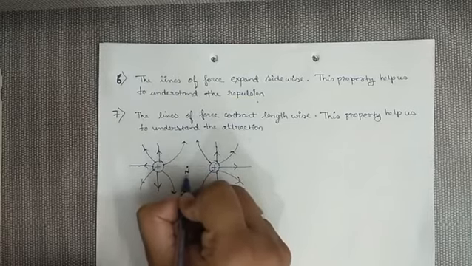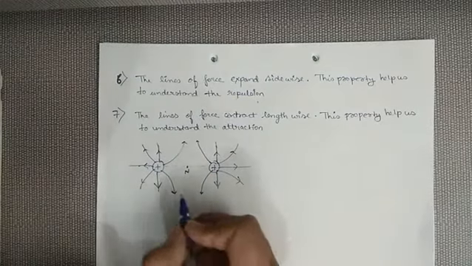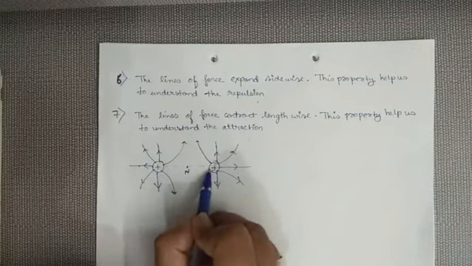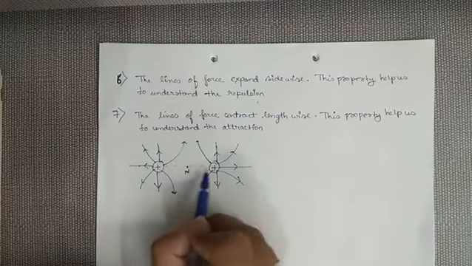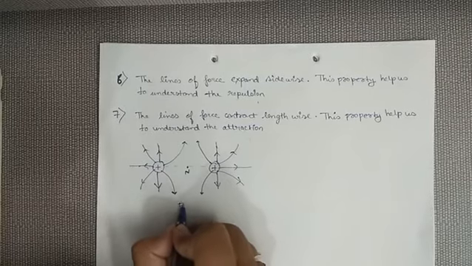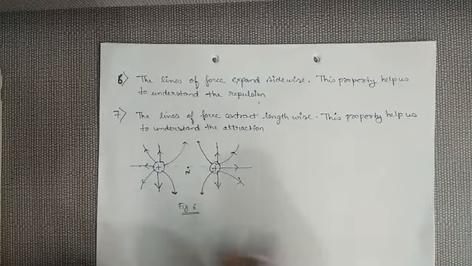This end point is also termed as the neutral point, or the point at which the net electric field is zero, because the electric field due to both the charges will cancel out each other, so the net electric field will be zero. That point is termed as the neutral point. This figure is for point 6.